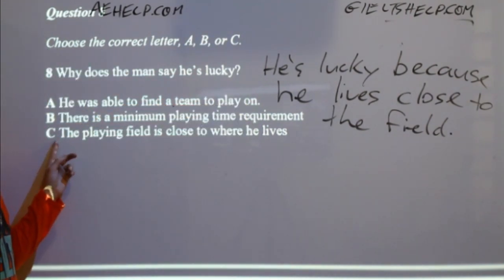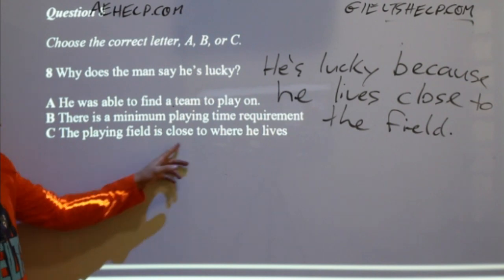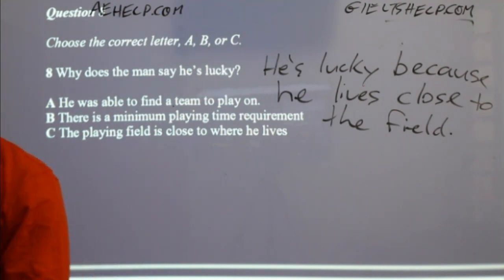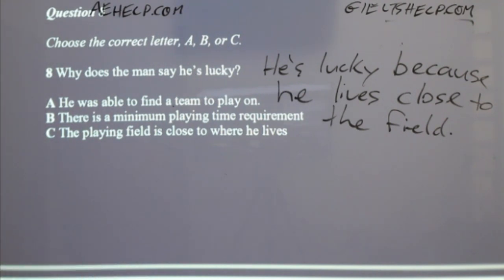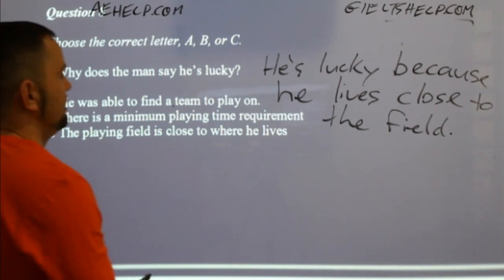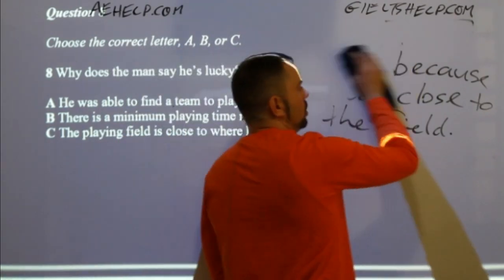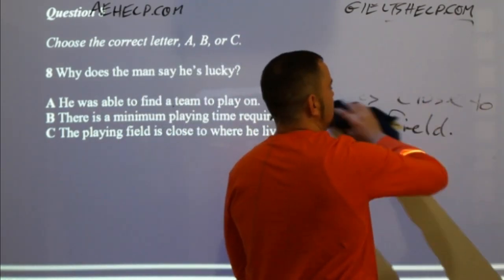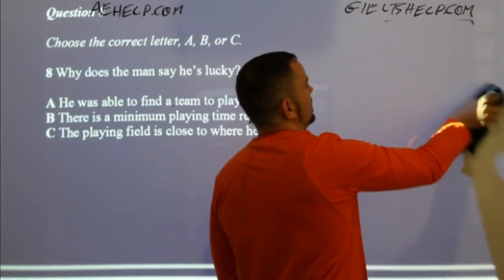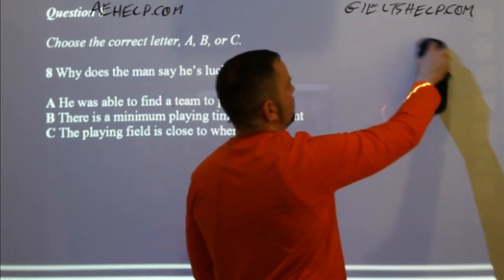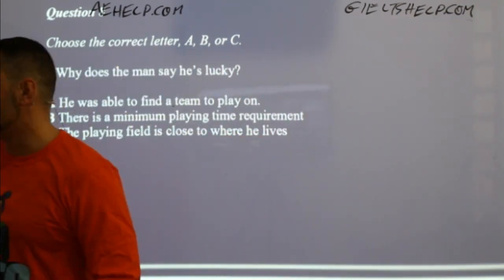And, oh, look at that. C matches. The playing field is close to where he lives. And all of you said that as the answer. But again, it's really important to catch that information on your own. Part 1, multiple choice, it's easy. Part 2, 3, 4 gets much more difficult. You should practice answering on your own.